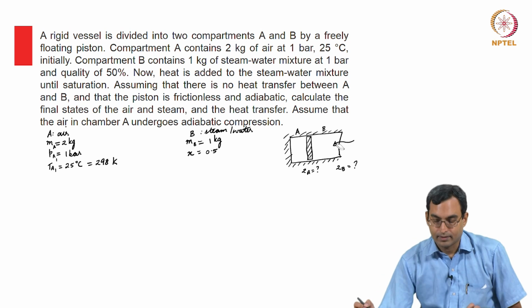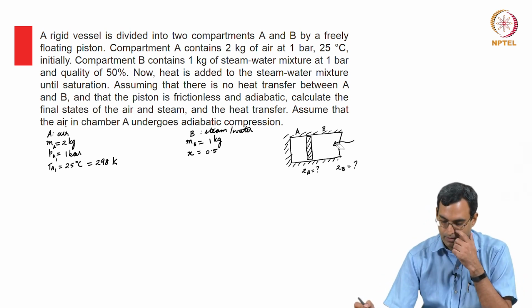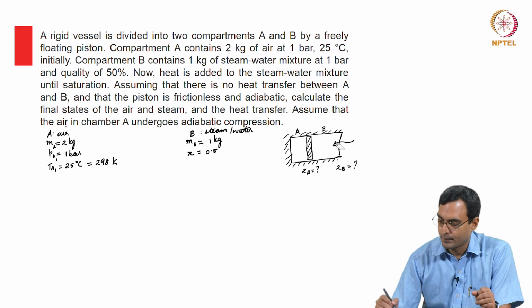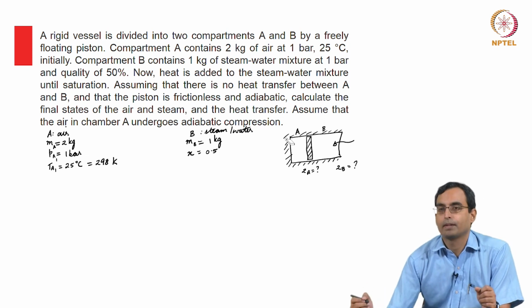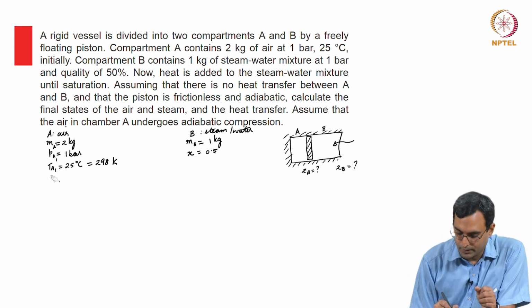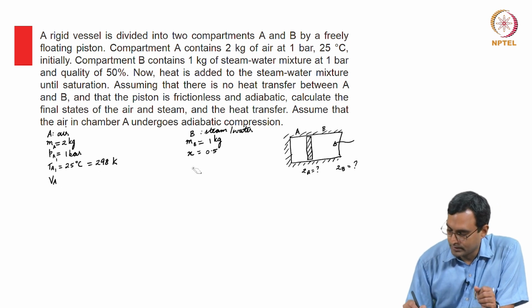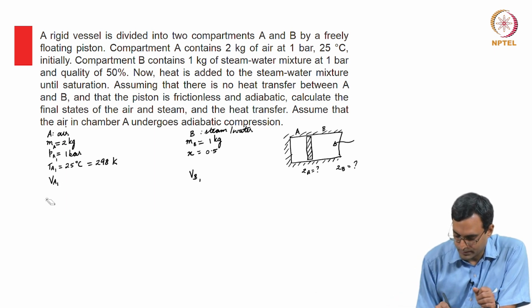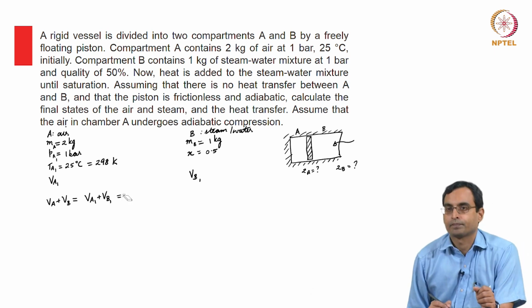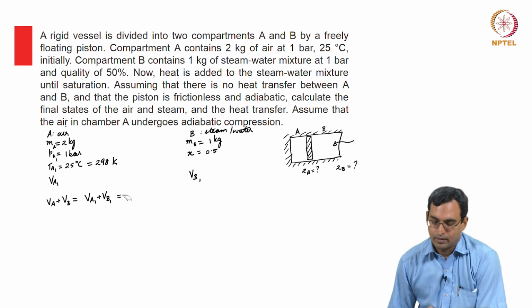A contains air. Air is an ideal gas. So this is the information we have. We also have the information that the full chamber is rigid. So which means I can have some initial volume here. I can have some initial volume here. And what we know is at any point of time, VA plus VB is equal to VA1 plus VB1, which is a constant. So that is another thing we know.